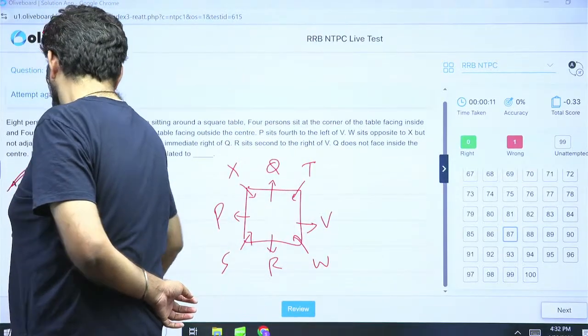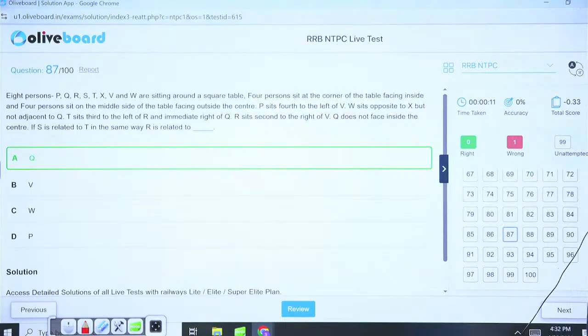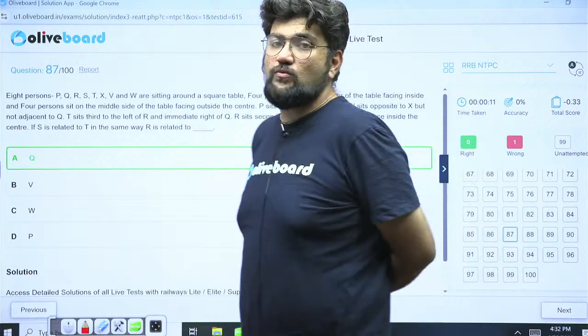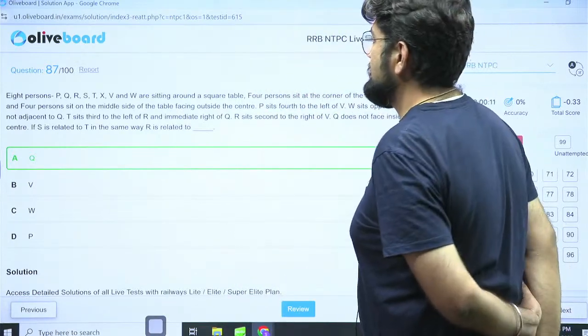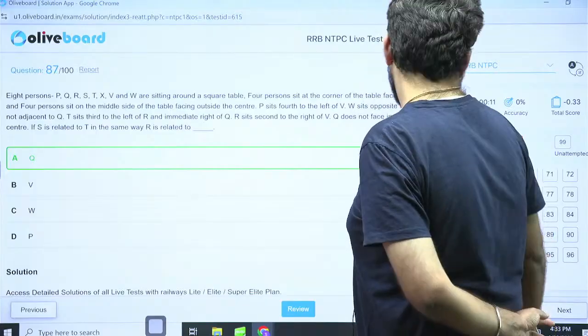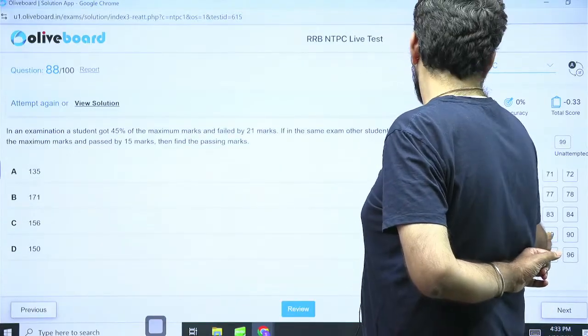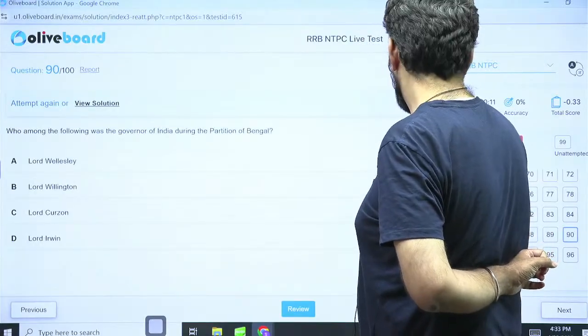Now, why does this become complicated for some students initially? It is because the sitting involves both internal facing and outside facing. So you have to flip your direction of left and right each time. Okay, next 88, 89, 90, 91.